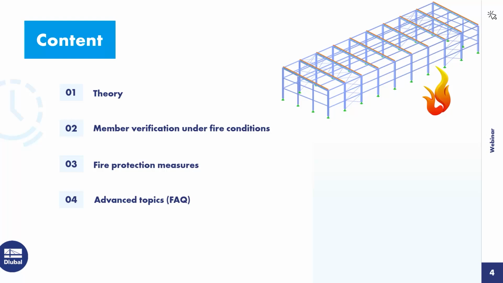I would then like to jump into RFEM to show you how we can activate the fire protection checks in the steel design add-on and which settings we need to adjust. We will then check the fire design results together and discuss the effectiveness of various fire protection measures. We will do all this in the context of a very simple example so we can focus on the core ideas. Finally, I would like to touch on some advanced topics and questions that come up when confronted with the fire design of an entire structure.